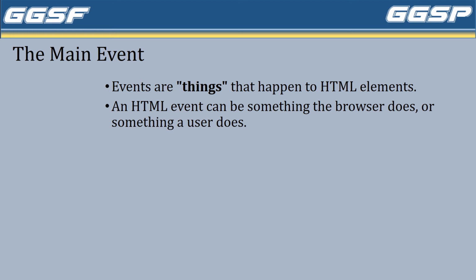Mainly, events are things that happen to an HTML element. An event can be something the browser does or something a user does. So this was all about the basic concepts of JavaScript.